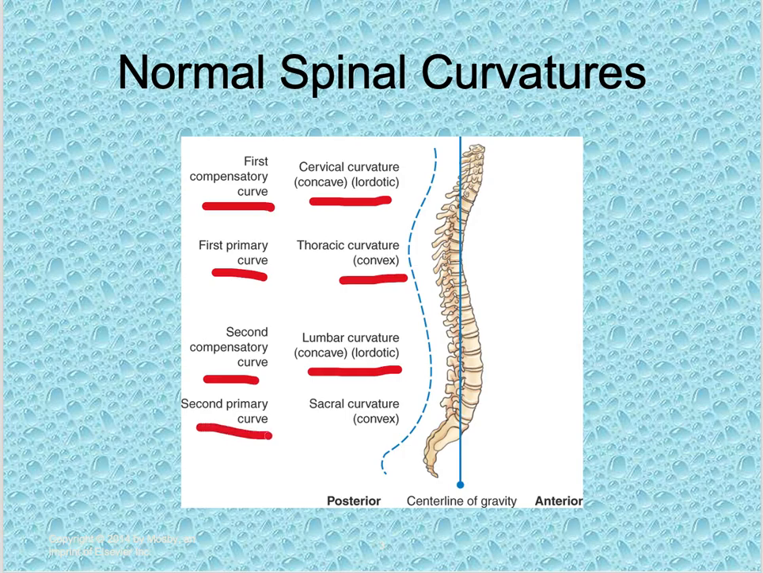So the second primary curve is the sacral curvature, and it is convex, just like the thoracic curvature, okay? So first compensatory curve, second compensatory curve, first primary curve, second primary curve. So you know that first and second are concave, first primary, second primary are convex.